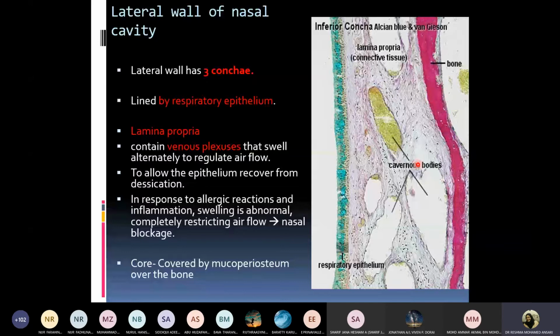So when I look at a lateral wall of the nasal cavity, I can see the respiratory epithelium. I can see a lot of cavernous bodies in the lamina propria, and then I will see the bone which forms the concha. This is very essential to know, because you give nasal decongestants to combat your cavernous body swellings.